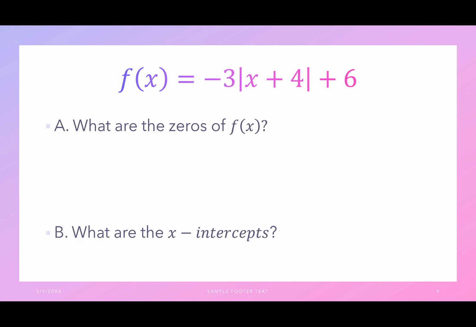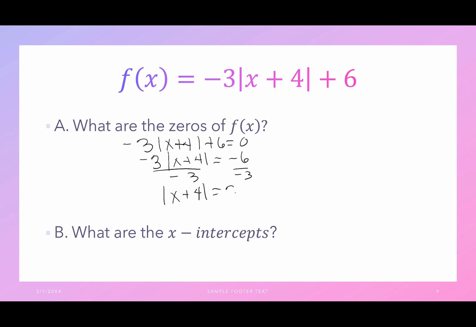For the next question, f of x is negative 3, absolute value of x plus 4, plus 6. And we're going to start by finding the zeros. So to find the zeros, I'm going to take negative 3, absolute value of x plus 4, plus 6, and set it equal to 0. My first step would be to move that plus 6, so I'll have negative 3, absolute value of x plus 4 equals negative 6. And then I can divide both sides by negative 3. This says the absolute value of x plus 4 is now positive 2.